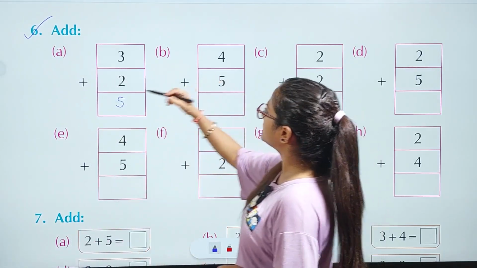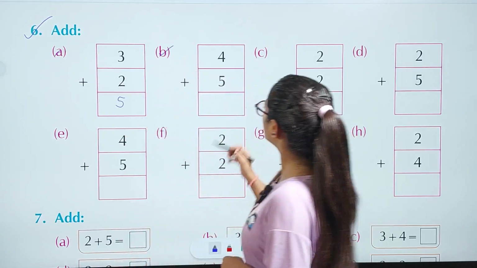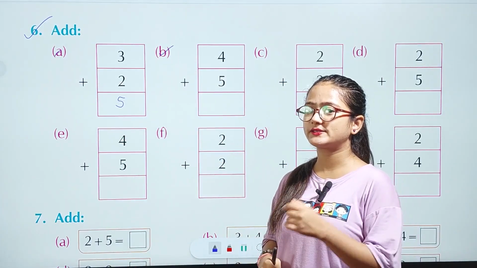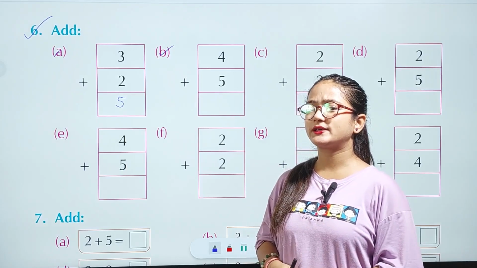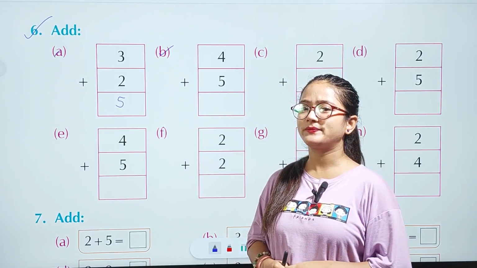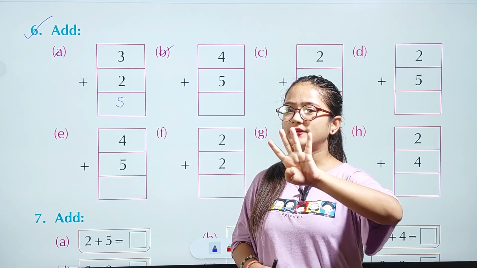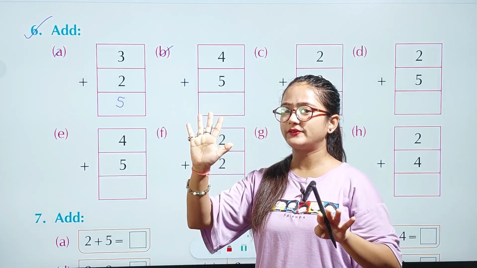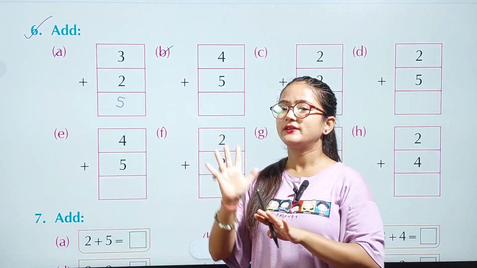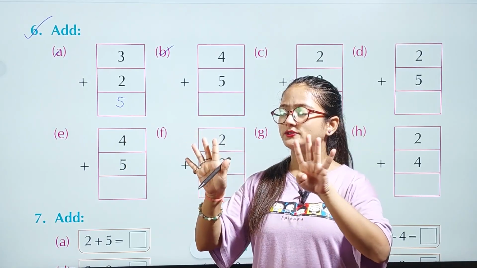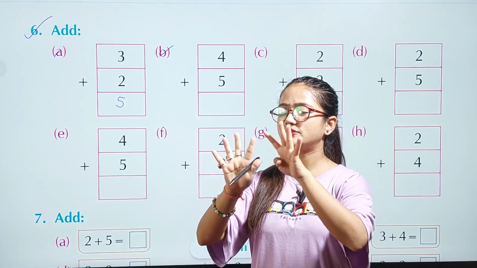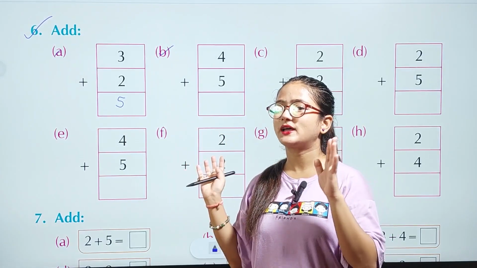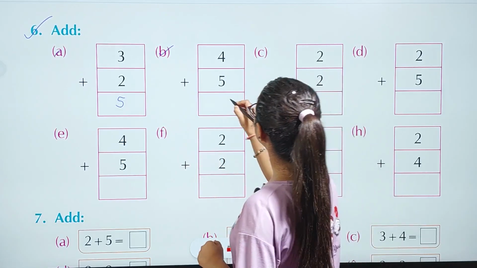Now the next one, number 4 is given, and beneath that number 4, 5 is given. You can also take the help of your fingers. Okay, so take out your 4 fingers, 1, 2, 3, 4, and take out another 5 fingers from the other hand. Okay, 5 plus 4. Total how many fingers are there? 1, 2, 3, 4, 5, 6, 7, 8, 9. That means the answer is 9. So you have to write down 9 here.